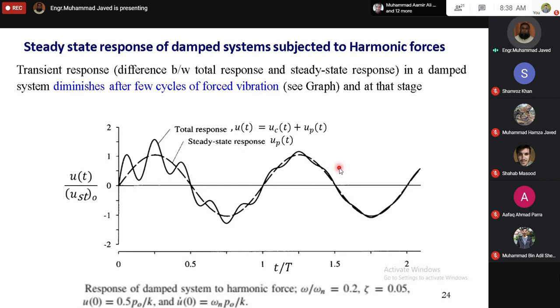लिहाजा अगर आप डैम्ड सिस्टम में कुछ टाइम के बाद, एक या डेढ़ या दो साइकिल्स के बाद, जो कि डिपेंड करता है डैम्पिंग रेशियो और इनिशियल कंडीशन पर, स्टेडी स्टेट रिस्पांस मालूम कर लें, तो चूंकि टोटल रिस्पांस भी उसी के बराबर होगा, तो आपको टोटल रिस्पांस कैलकुलेट करने की जरूरत नहीं होगी, बल्कि टोटल रिस्पांस स्टेडी स्टेट रिस्पांस के बराबर होगा. So in the coming slides, whenever it is required to calculate the total response, we will just calculate the steady state response और उसको हम total response के बराबर ले लेंगे.